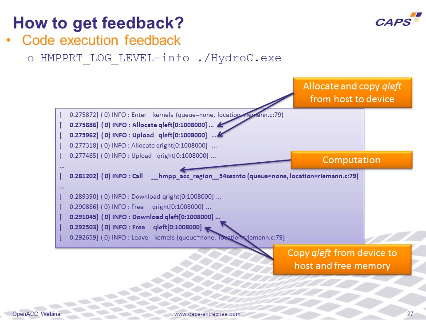First, you can notice the allocation and the copy of the input data from the CPU to the GPU. When all data are loaded on the accelerator, computations are launched. When computation ends, the results are copied from the GPU to the CPU and device memory space is freed.